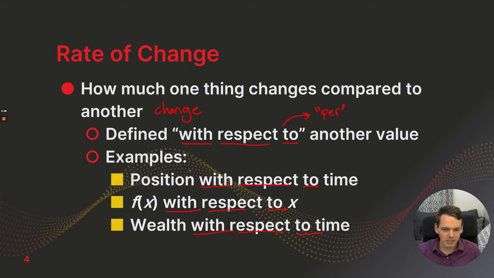But what we're saying is, how much does the position change compared to how much the time changes? How much does f of x change compared to how much x changes? How much did wealth change compared to how much time changed? And so that's what we have with these rates of change. We're looking at how much one thing changes compared to how much another thing changes.